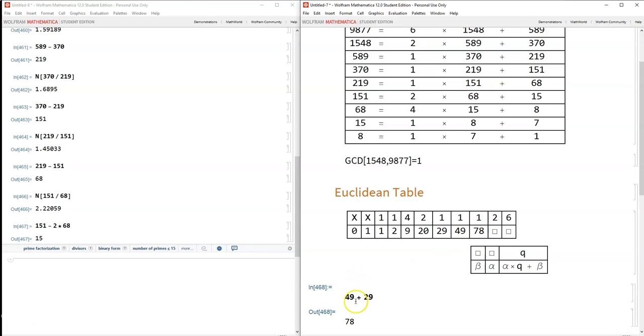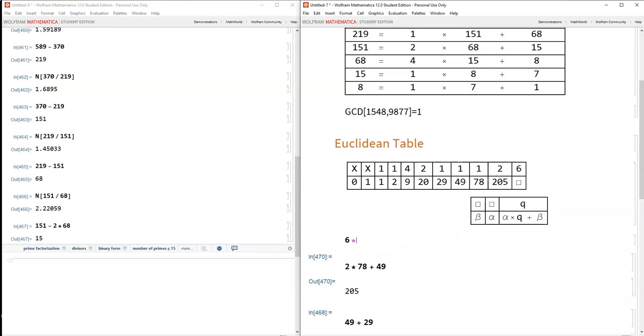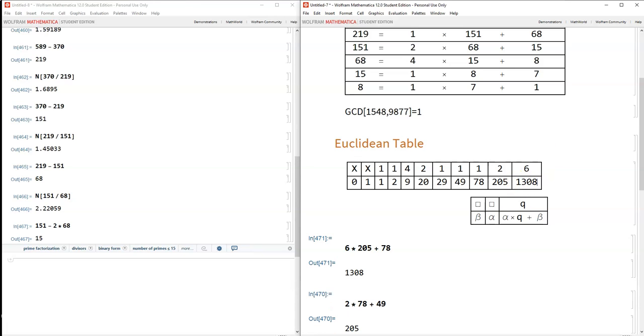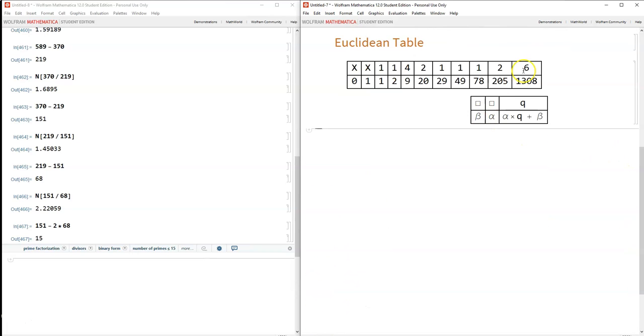Again, I'm going to be lazy. 2 times 78 plus 49 is 205. And then 6 times 205 plus 78 is 1308. And so there is our completed Euclidean table. Now let's get these computations.